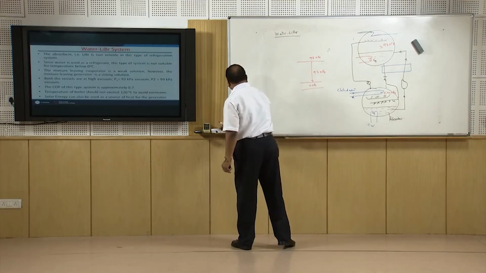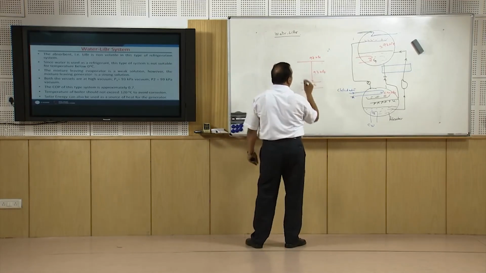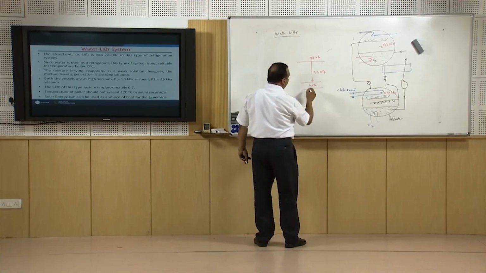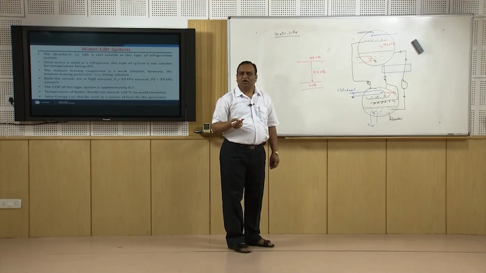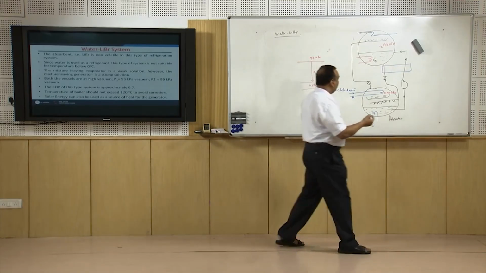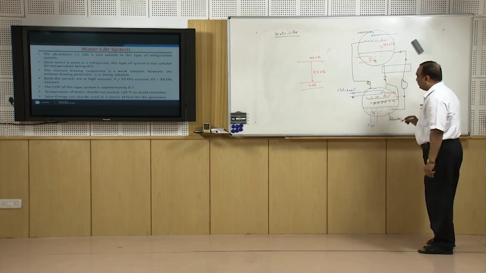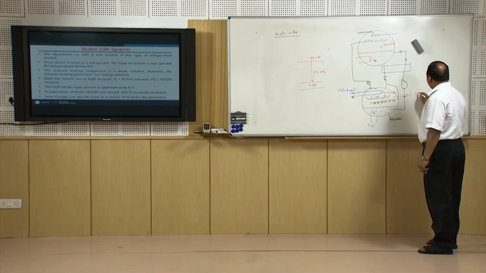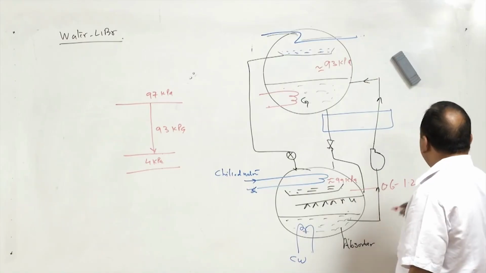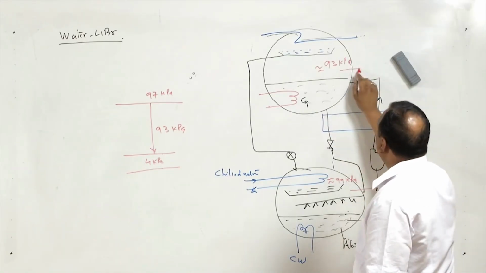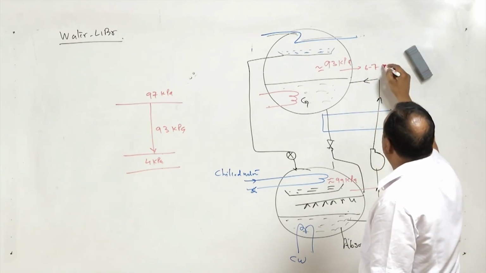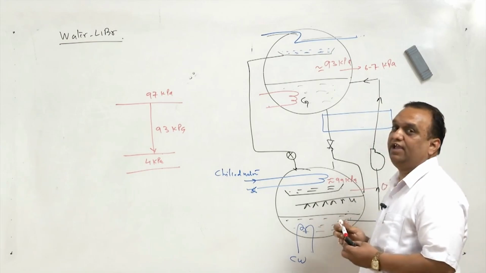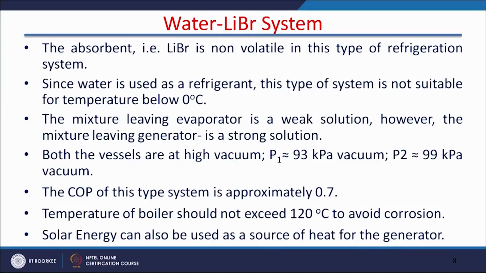Here in this case it is not possible. Here the vacuum will be of the order of 96. So, in the evaporator the pressure is approximately 1 kilopascal or 1.5 kilopascal. Absolute pressure here turns out to be around 0.6 to 1.2 kilopascal, and here absolute pressure is approximately 6 to 7 kilopascal. So, the system works in a very high vacuum, that is one thing we have to maintain, but COP of the system is approximately 0.7.